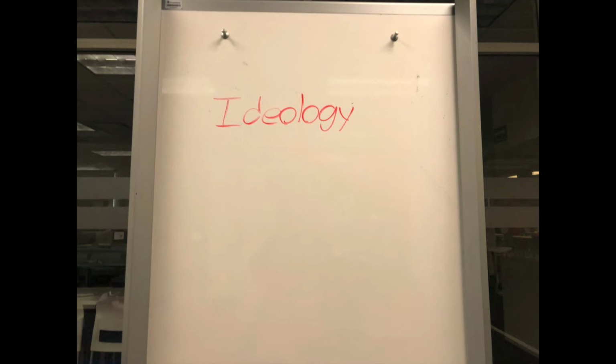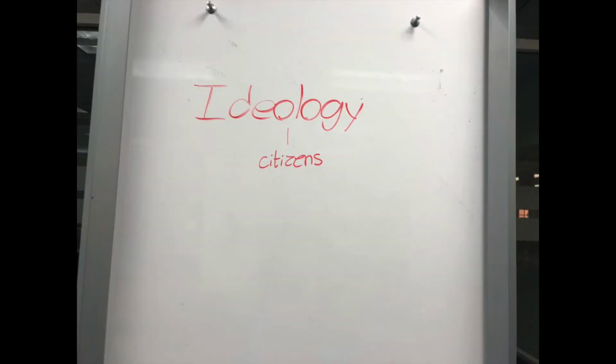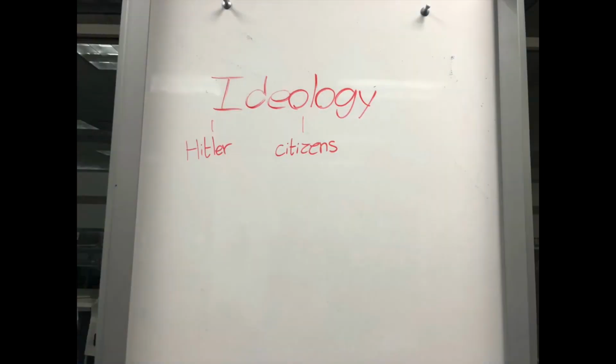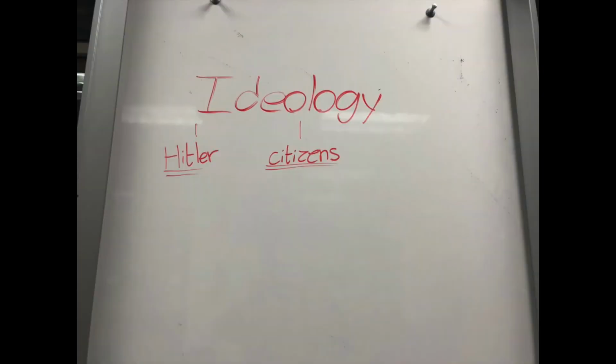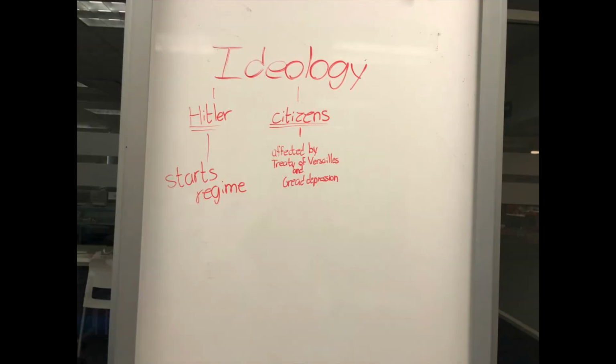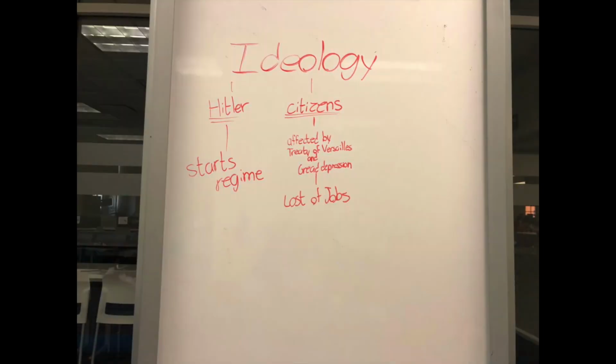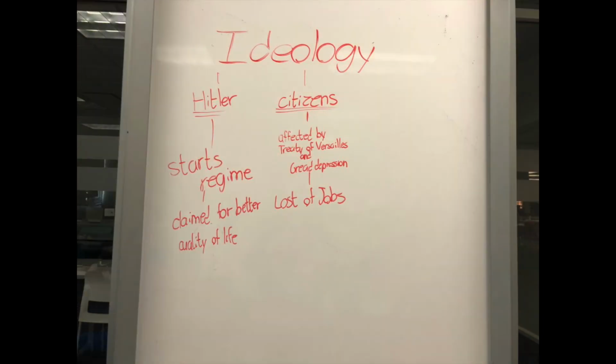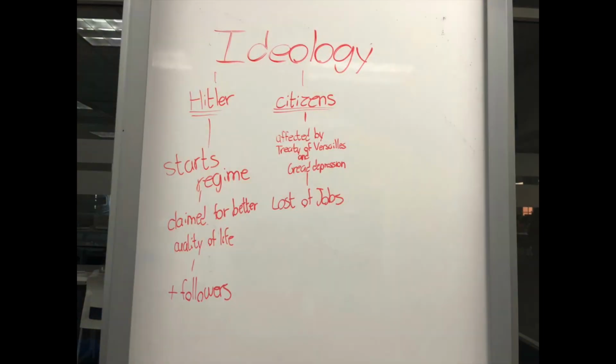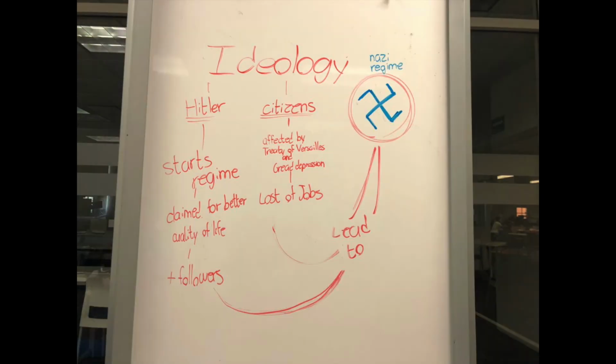Ideology. To begin with, the Treaty of Versailles created hate among the German citizens. Adolf Hitler, the future leader of the totalitarian regime in Germany, took advantage of the weakness the people had from the war and started his regime, as they lost their jobs. Hitler and his men claimed to offer a better quality of life and a controlled society. People needed a leader, and Hitler started to get a lot of followers.